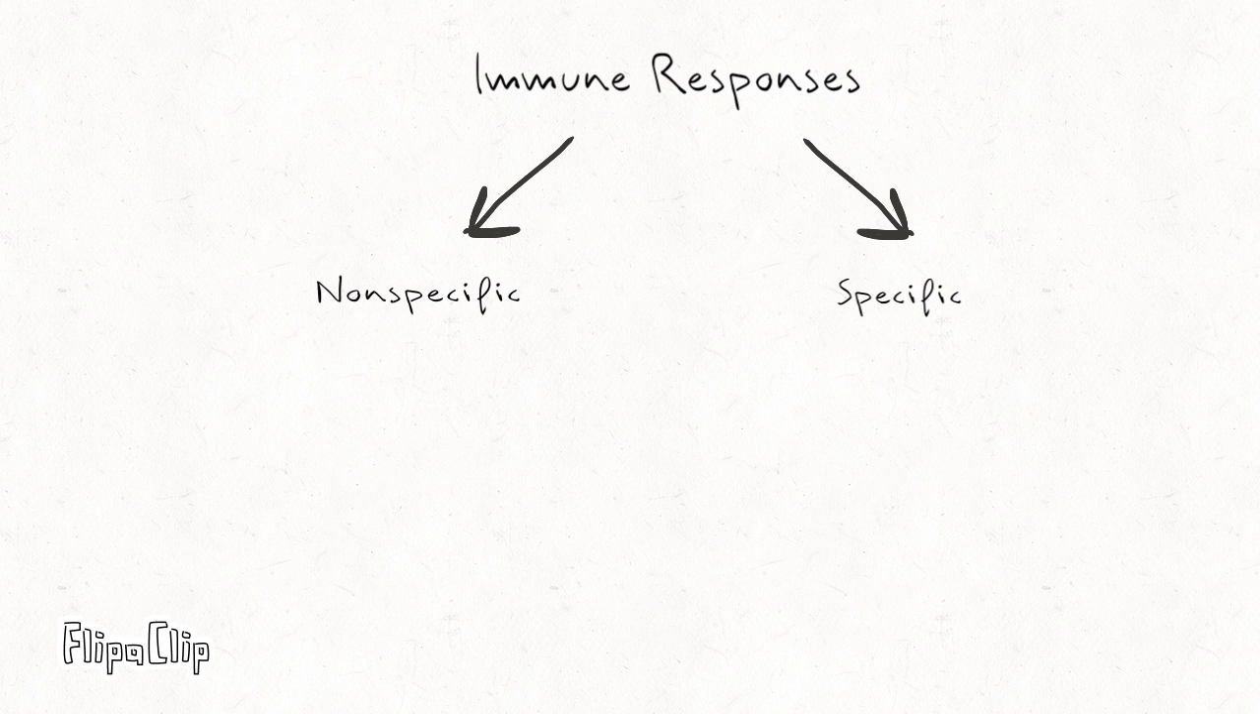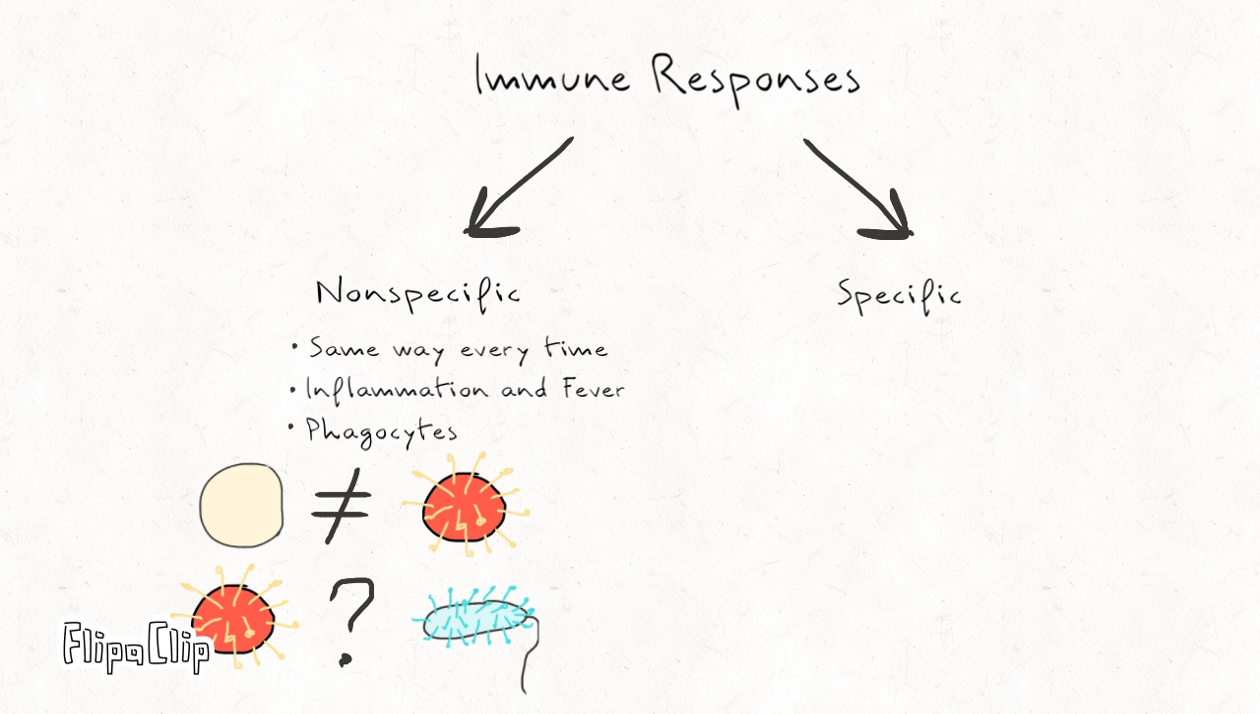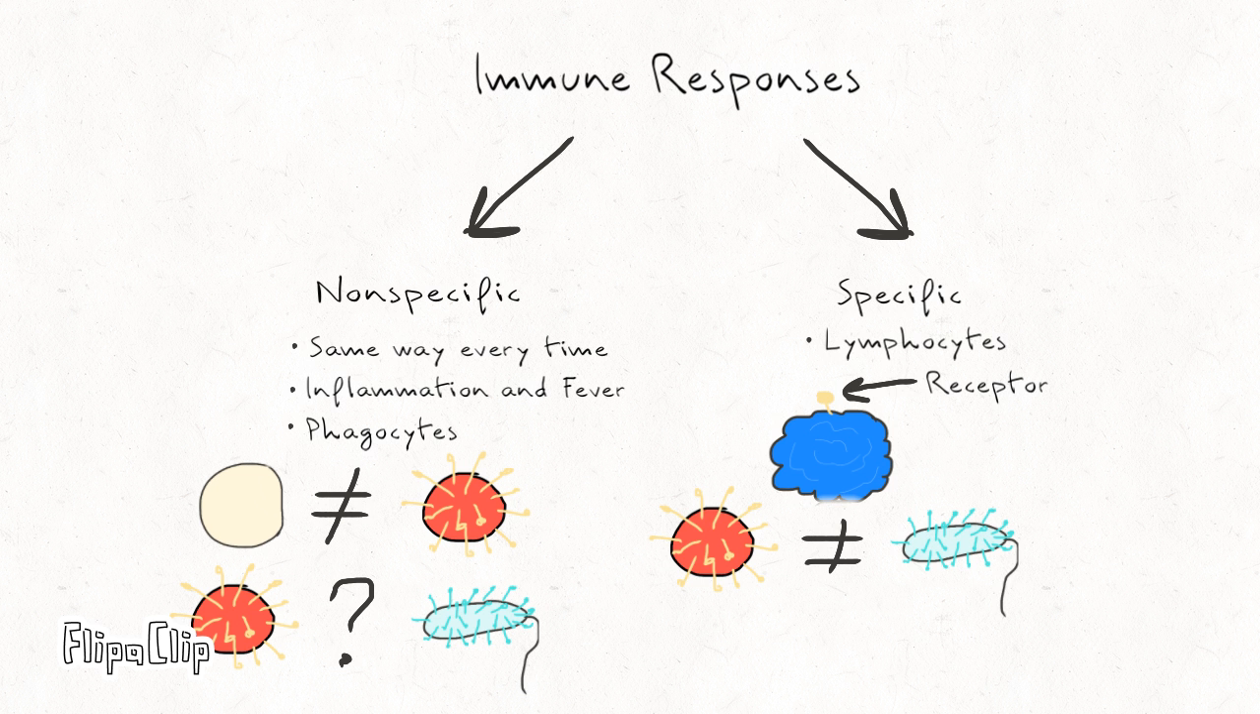There are two types of immune responses, nonspecific and specific. Nonspecific responses happen the same way to every pathogen. Inflammation and fever are nonspecific responses. Phagocytes are part of this response because they deal with every pathogen the same way. They can differentiate between healthy cells and pathogens, but not between different types of pathogens.